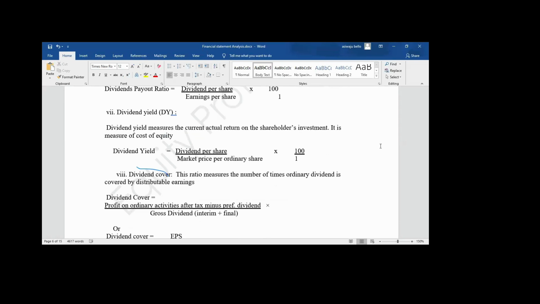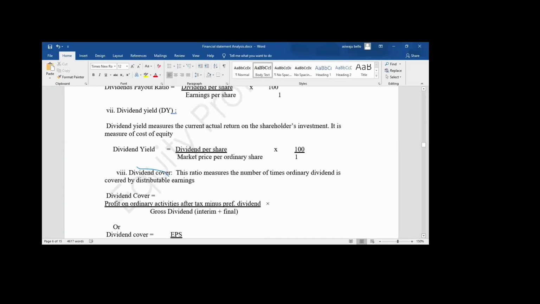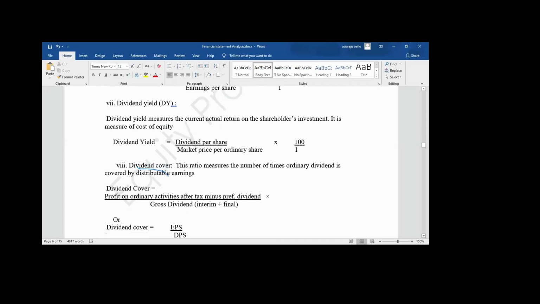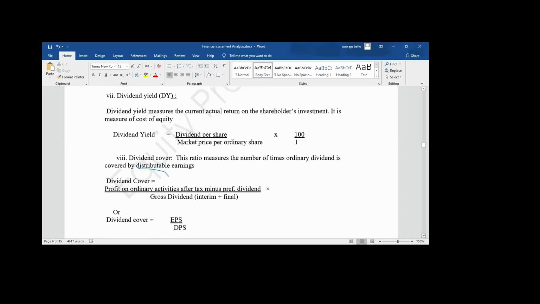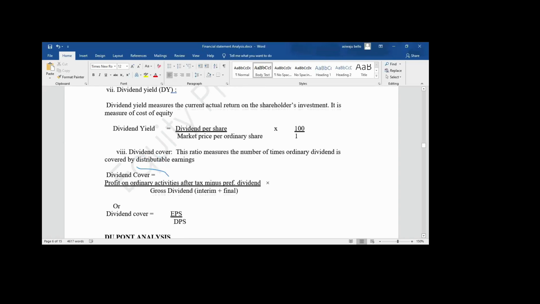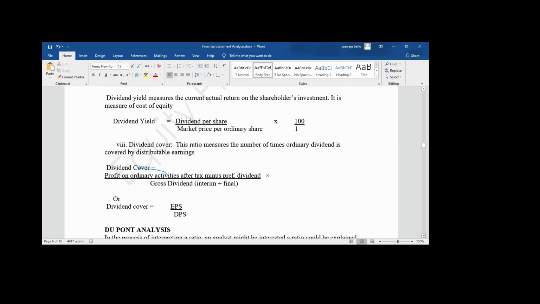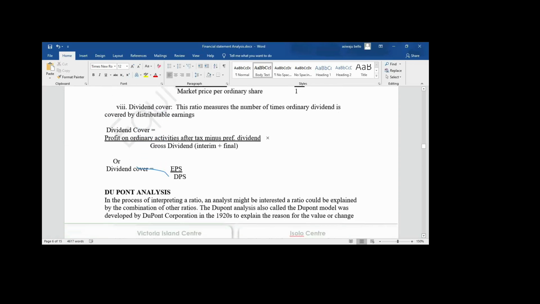Lastly, we have dividend cover. The dividend cover ratio measures the number of times ordinary dividend is covered by profit after tax. Our dividend cover is calculated as EPS divided by DPS. Please don't multiply by 100. Dividend cover is calculated in times.